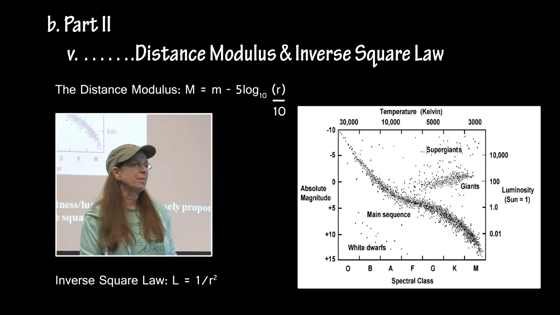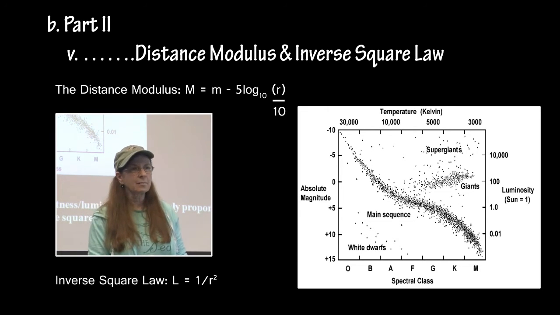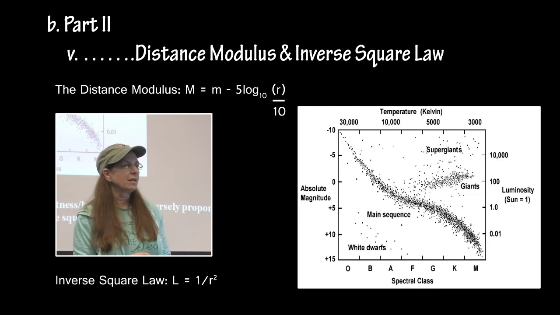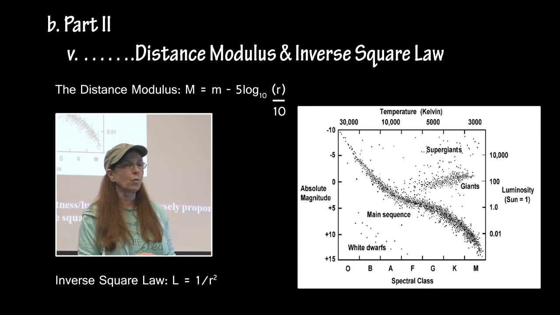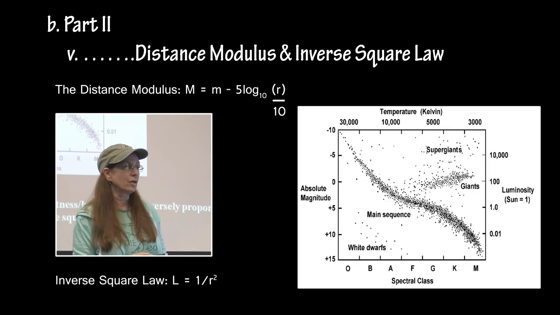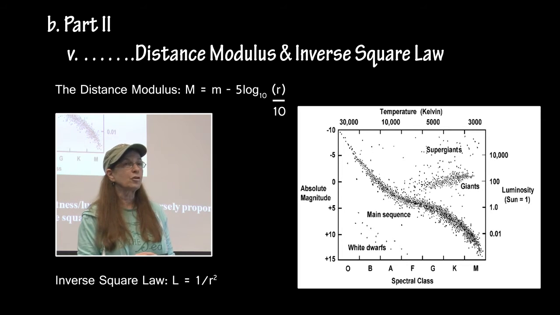And Part B, also be aware of the distance modulus and the inverse square law. Now, the distance modulus is probably the most important equation for determining distances in the universe. M is the absolute magnitude, that's the absolute magnitude that's on the axis of the HR diagram, is equal to the apparent magnitude. And you know the apparent magnitude just by looking.